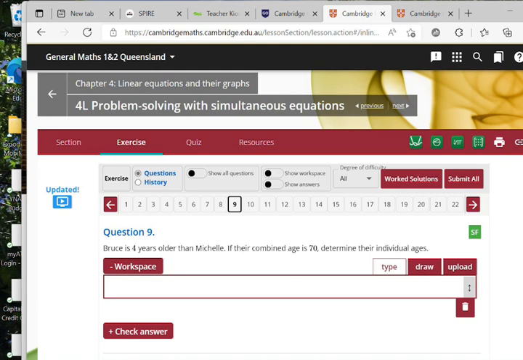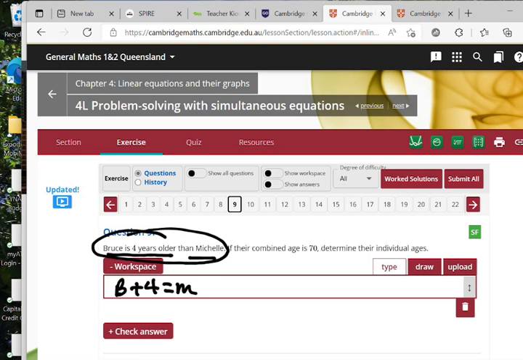Bruce is 4 years older than Michelle. If their combined age is 70, determine their individual ages. Okay? So, Bruce is 4 years older than Michelle. There is a complete equation right there. So what do you think it is? Okay. Because he is 4 years older than she is. So B plus 4 equals M.